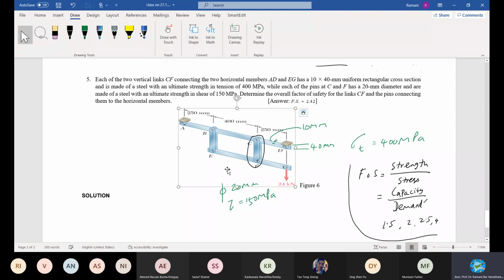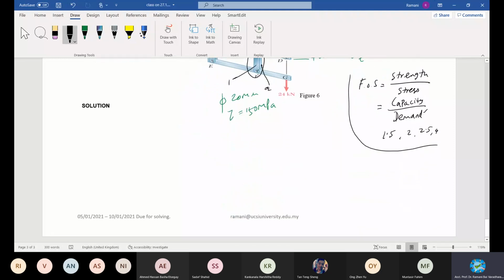Two members, this is one. There are two members, note this point. This is one and this is two, right? Number one and this is number two. Okay, two members are there supporting this frame. Okay, let me move on to the solution.